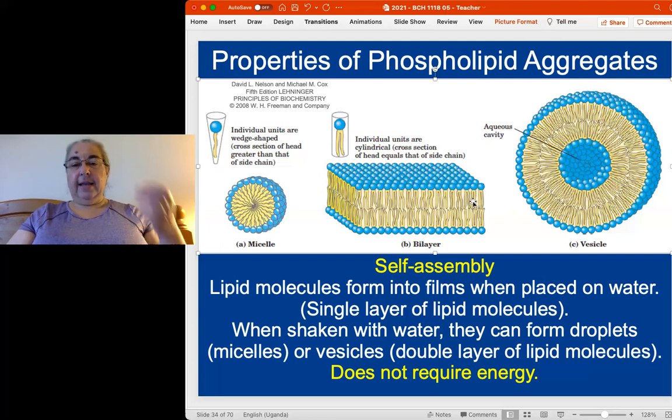If we take a solution of phospholipids and just shake them up with water, we see them forming this sort of vesicle just by themselves. It's a very stable structure. It's energetically stable in relation to lipids interacting with water. It doesn't require energy or enzymes or anything to build this sort of structure. It comes about just because of the nature of the phospholipid molecules themselves.